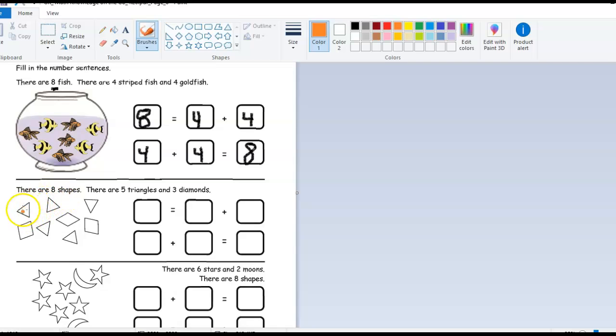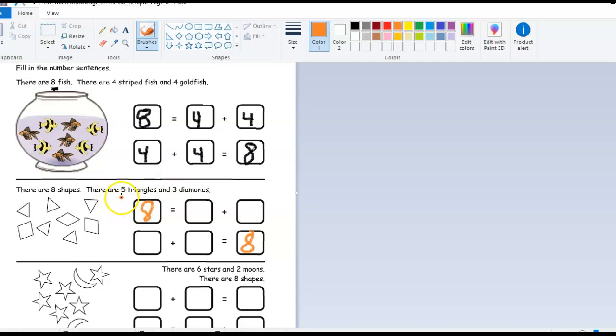Get ready. 1, 2, 3, 4, 5, 6, 7, 8. So what is our whole? Yes, 8. And where are we going to write our whole? Yes, we're going to write it right here by the equal sign. Here's the equal sign here and the equal sign here. So we know that our whole is 8. Now, what are our 2 parts?